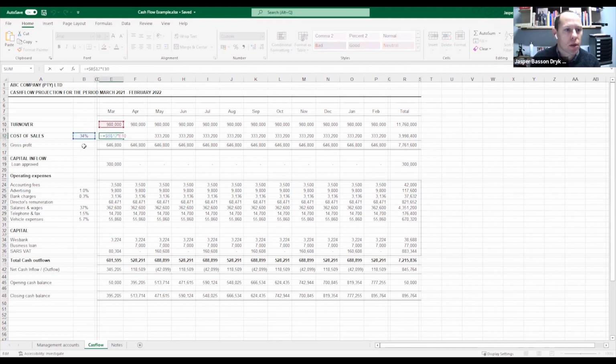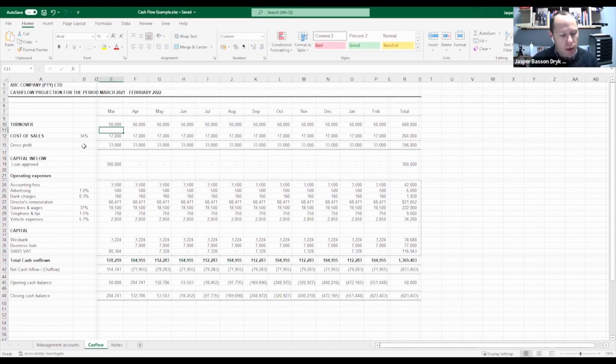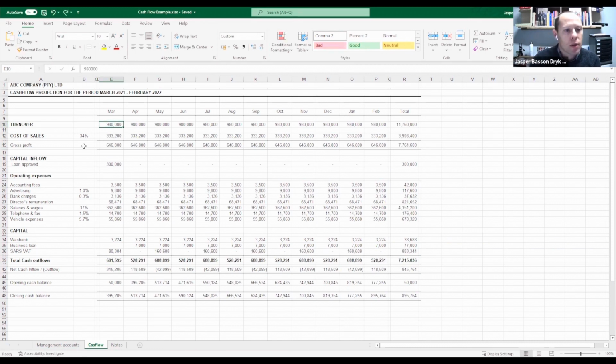So you will see, I will just have a formula in there. So 34% on average per year will be my cost of sales on my turnover. So I just incorporate that. The moment I put in the turnover amount, it will automatically work out. If I change that, it will automatically change everything below that. Right, so the same with the expenses.